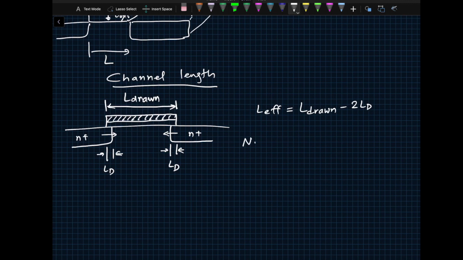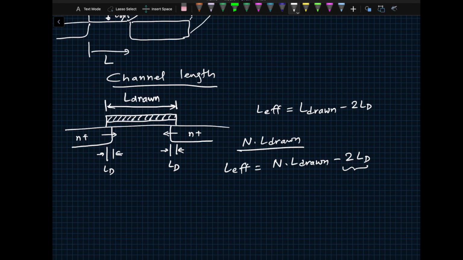Okay, let's say I want n times L drawn. In that particular case, the L effective is going to be equal to n times L drawn minus, again, 2 times LD, because this happens only at the end when you come to the source and drain region. So this doesn't get multiplied. So you can quickly tell that if you just take a transistor and stretch its length, then you really don't get this exact multiplier of n.